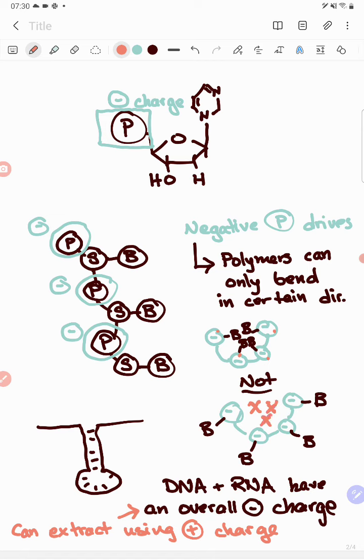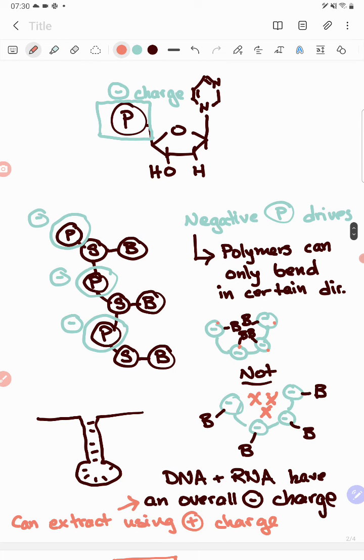So you actually see that this limits the structures that DNA and RNA can take when they're single-stranded or even when they're making double strands, is that you'll always find it where you'll have the negative charged phosphate groups all pointing to the outside, and it will bend in ways that the phosphate groups never have to directly interact with each other. Instead, it's only the bases that have to directly interact with each other.